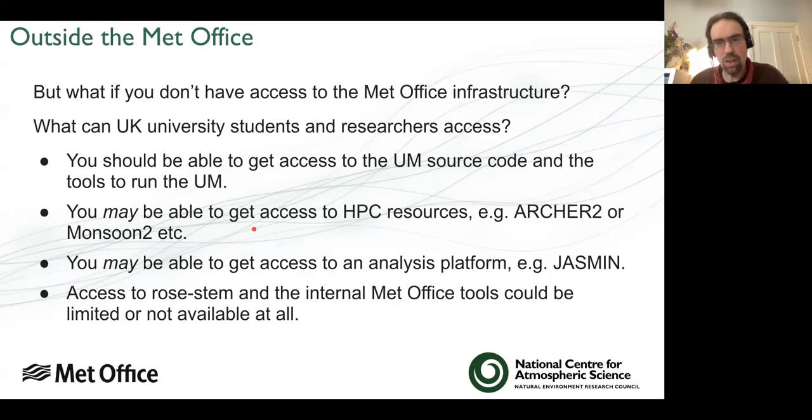In the UK, we have Archer 2 or Monsoon 2 if you have a Met Office collaboration. You might be able to get access to an analysis platform, so Jasmine, but these aren't at the same site. You've got issues with data transfer, that sort of thing. It's not as seamlessly connected as at the Met Office. And access to Rose Stem and the internal tools could be limited or might not be available at all. Archer 2 technically has Rose Stem, but it doesn't really work properly. It's kind of used to install the model and that's it. Monsoon 2 does have it, but there are problems running it.